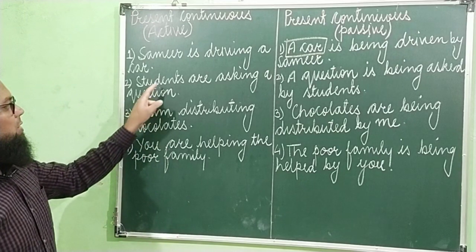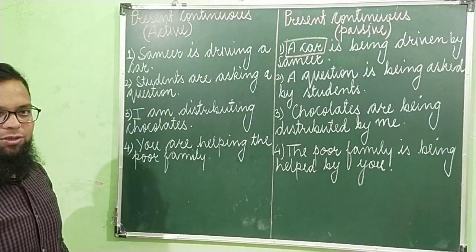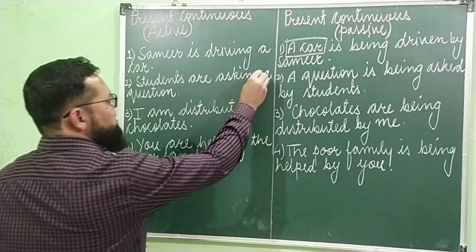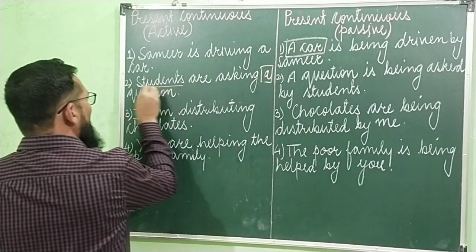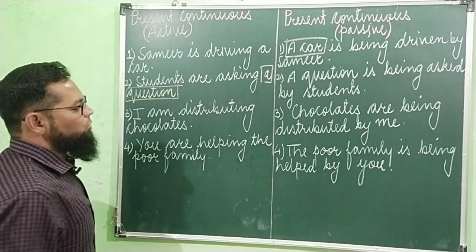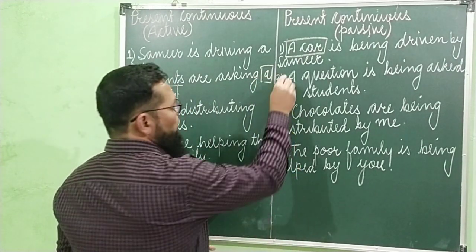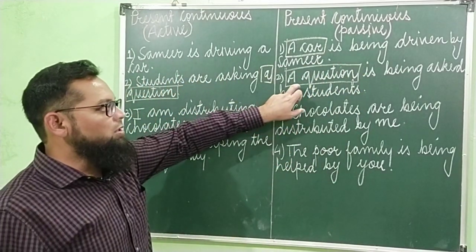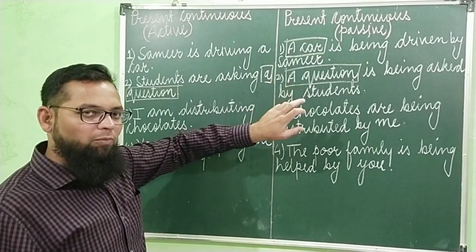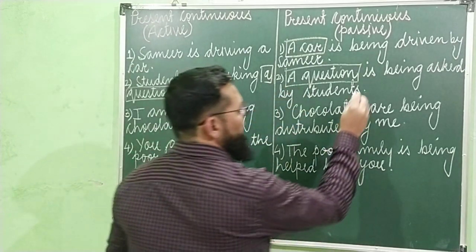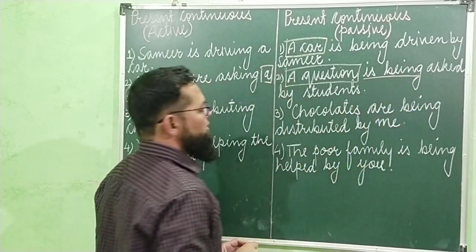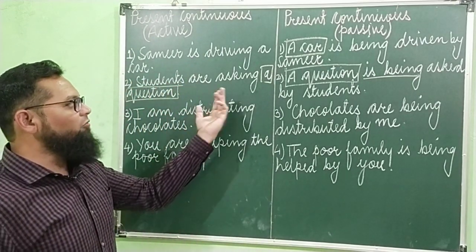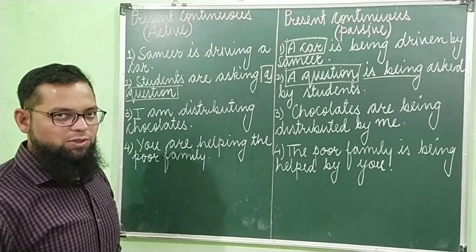Second example, students are asking a question. So what is the object in the sentence? A question. A question is the object. So in passive voice, we have to write the object first. A question. And a question is also singular. A question भी कौन से फॉर्म में? सिंगुलर. तो उसके साथ भी हेल्पिंग वर्ब क्या रहेगा? Is being. A question is being asked. Third form of asking is asked by students.